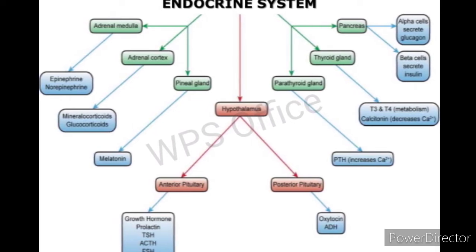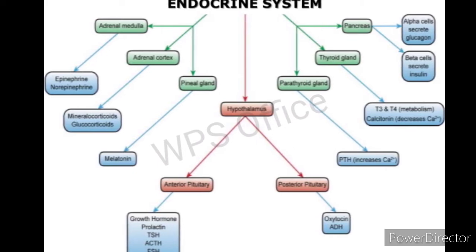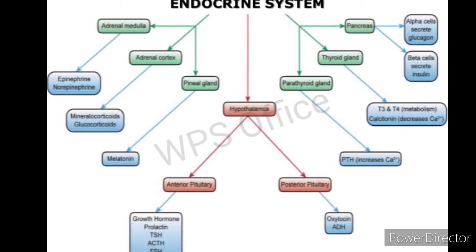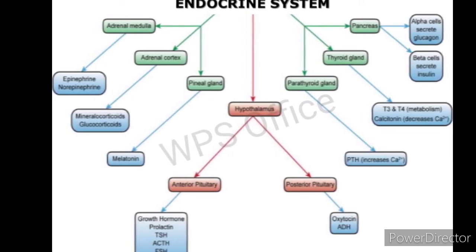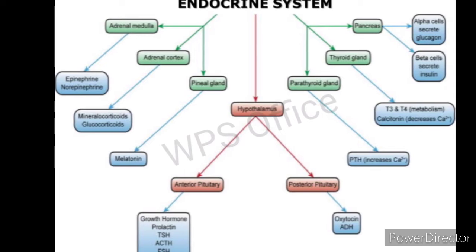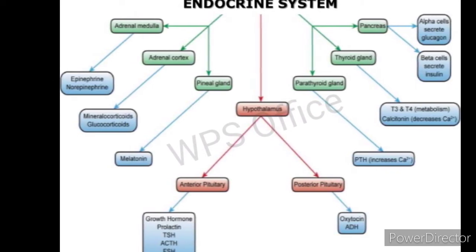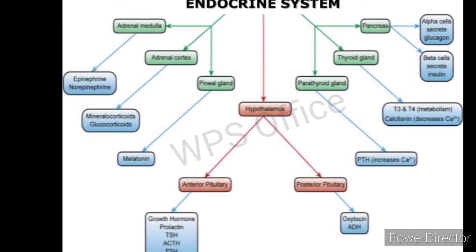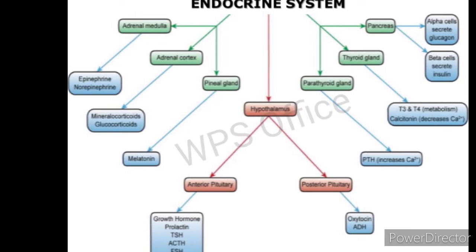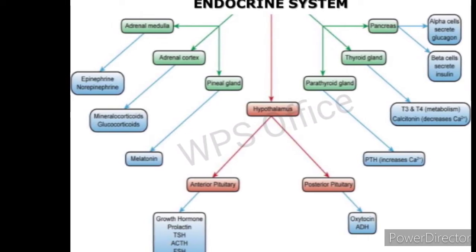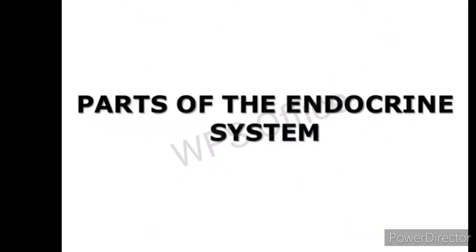And also there are other parts, like from the adrenal medulla they will produce epinephrine and norepinephrine. From the adrenal cortex they will release mineralocorticoids and glucocorticoids. Then the pineal gland will produce melatonin. The parathyroid gland will release parathyroid hormone that is responsible for the increase of calcium. Then the thyroid gland will produce T3 and T4, then calcitonin. The pancreas will produce hormones from beta cells and alpha cells.